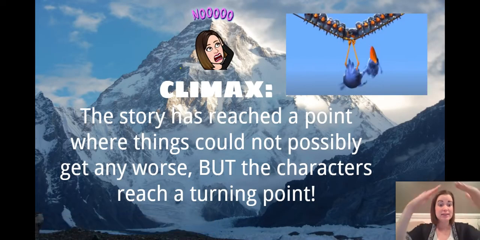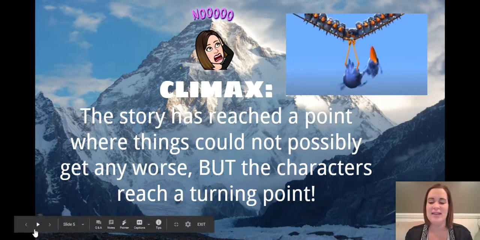All right, then there's the climax of the story. This is where the story has reached a point where things possibly could not get any worse, but the characters reach a turning point. So at this point, we've got our awkward, lengthy bird flipped over, which is looking pretty sad for him. But the little birds realize that they can maybe get him off of here, and they start pecking at his feet. So they're trying to solve the problem. And we're thinking, okay, maybe they'll be okay now because they're going to work together to get him off of the line.